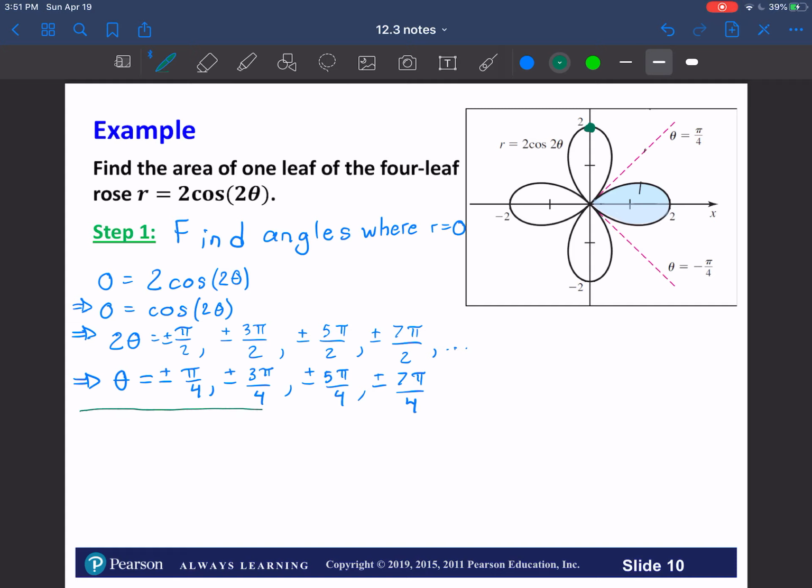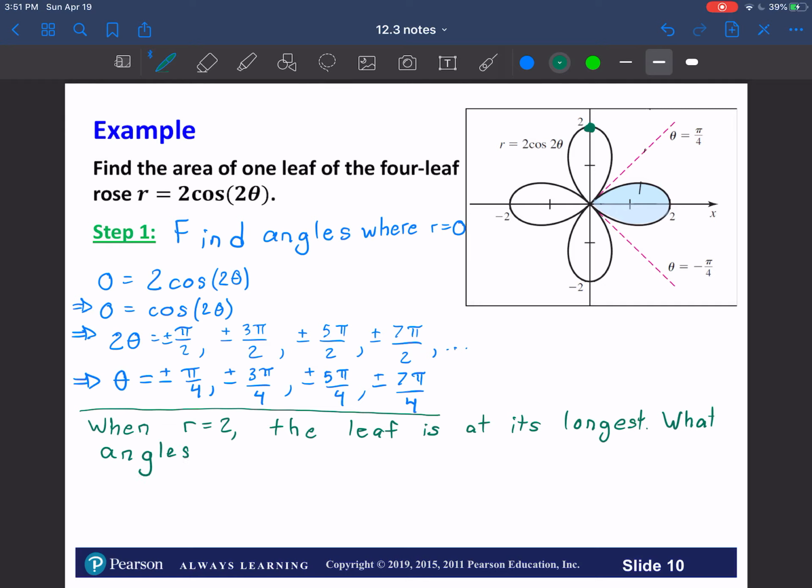So, what did I write? Find: when r equals 2, the leaf is at its longest. What angles do those occur at? This won't be terribly useful for this particular calculation, but it could be useful in a future problem.